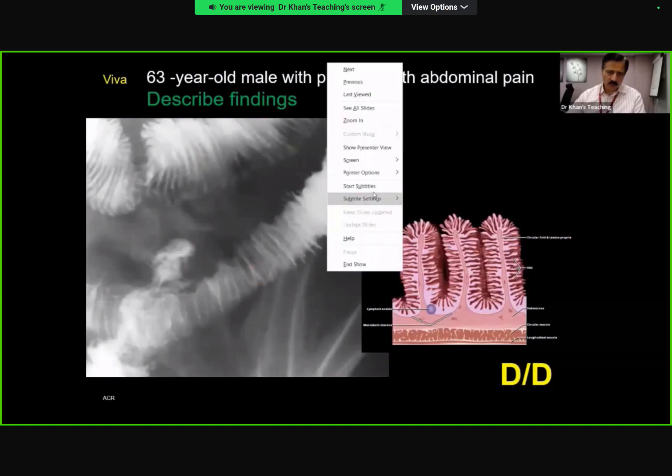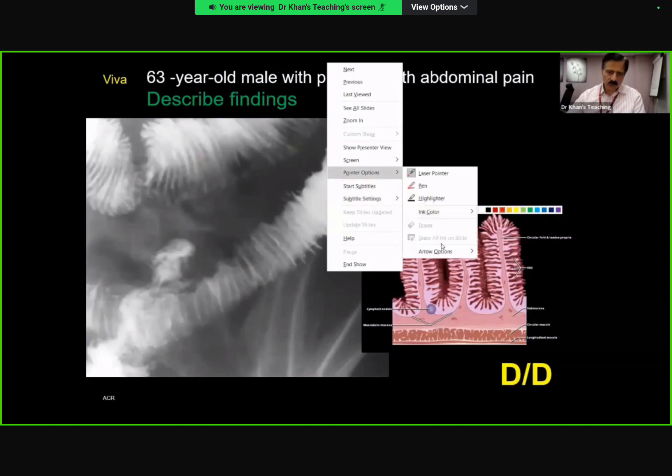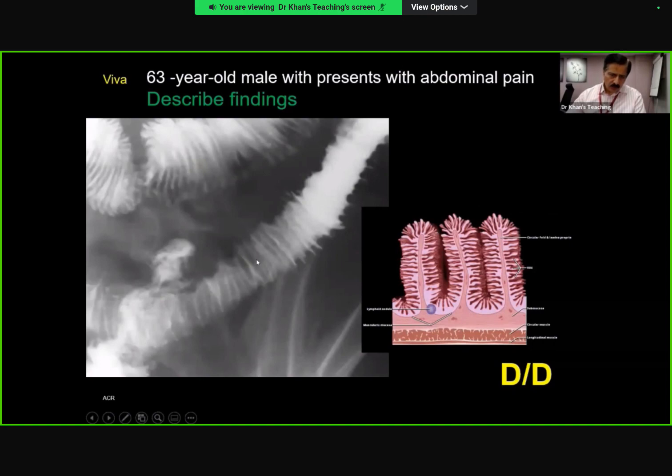So I will change to an arrow to be able to show it to you clearly. Now this shelf here is the thickened villi, and this one is another one. So the spike of barium, which is in between, you can see that it is now narrowed. So the thickness of the fold has increased.